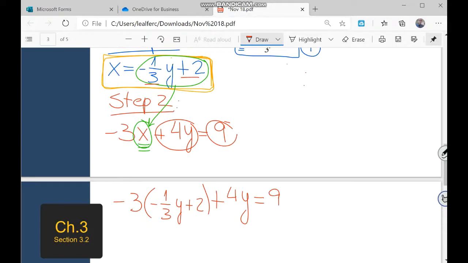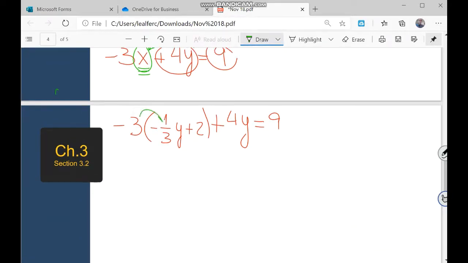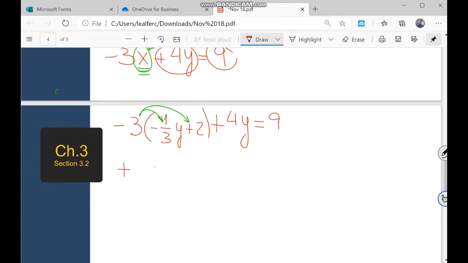Now simplify. Apply the distributive property. So you're going to multiply here and there. Negative 3 multiplied by negative 1 over 3. Negative times negative is positive. 3 times 1 over 3 is 1. And we have y here. And negative 3 multiplied by positive 2. Negative with positive, negative. 3 times 2, 6. Repeat this, and repeat this.